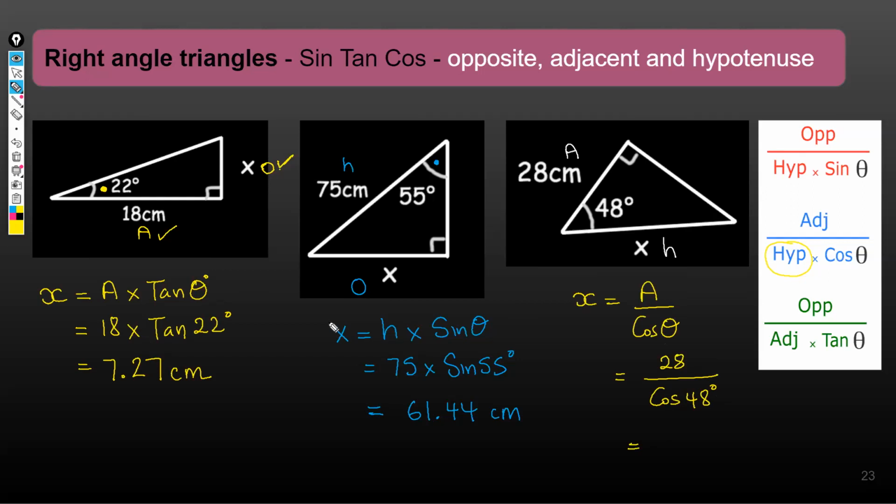So I think a lot of people just went on autopilot and decided to multiply. But when you examine the sides, the information they gave us, and what they want us to find, it's really a divide. So 28 divided by cosine 48 is 41.85 centimeters. Right? For those who got it wrong, you know what you need to do.